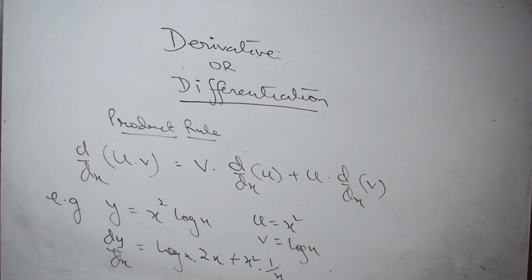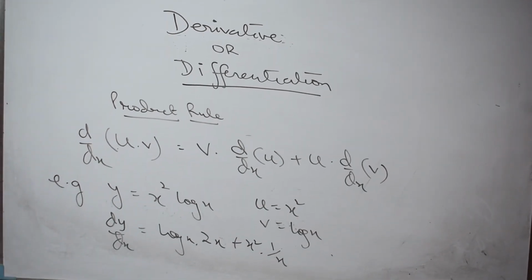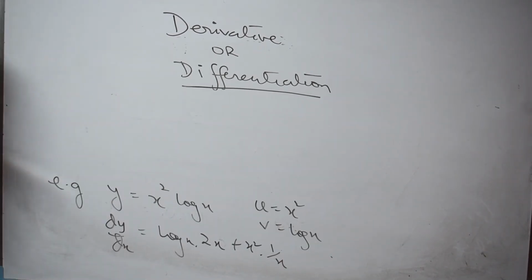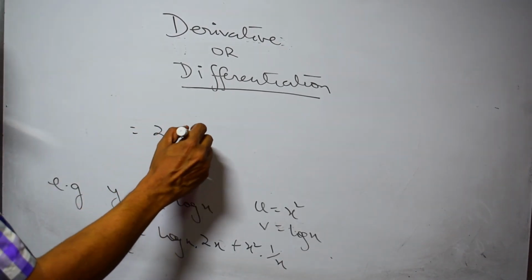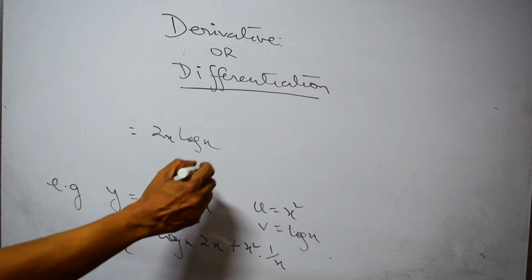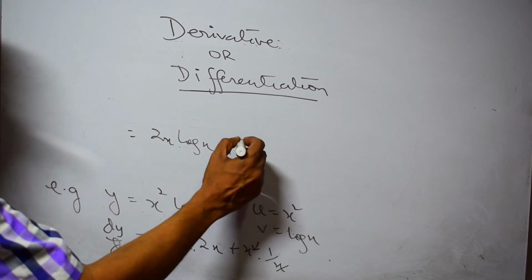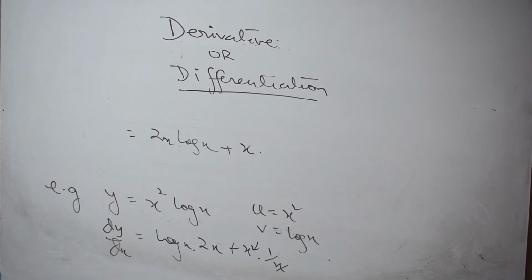So your answer will be 2x log x plus, writing 2x ahead of log x for better expression, this x and this x cancel, leaving x. So the result in this case is 2x log x plus x. So this is all about the product rule.